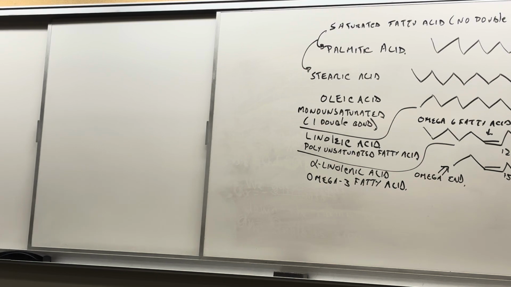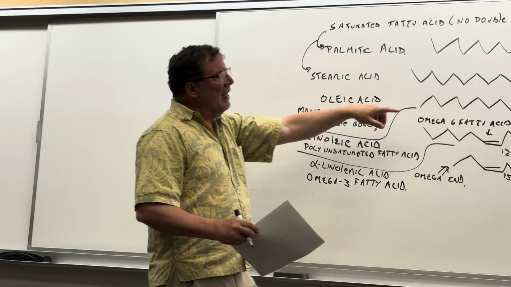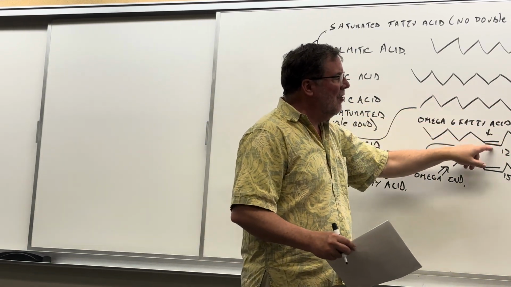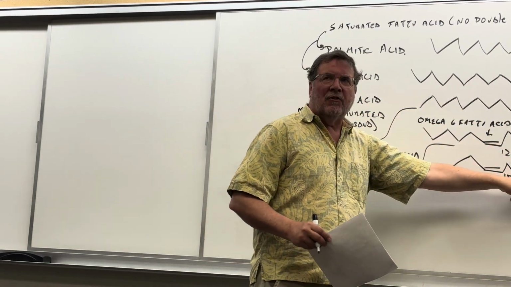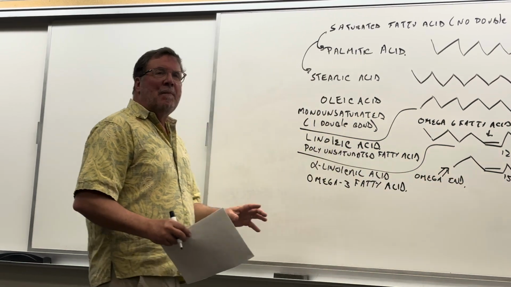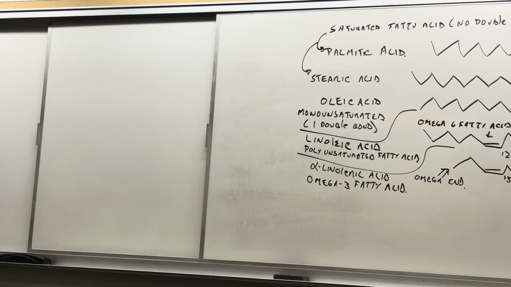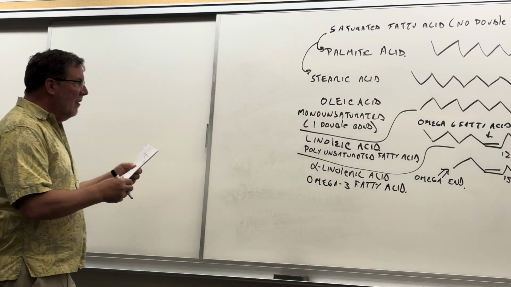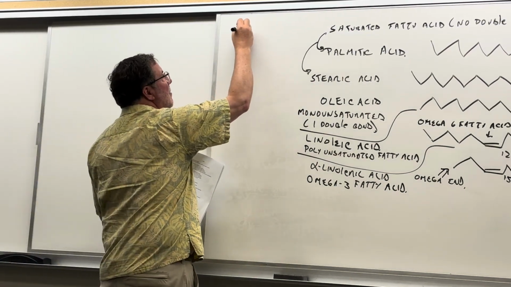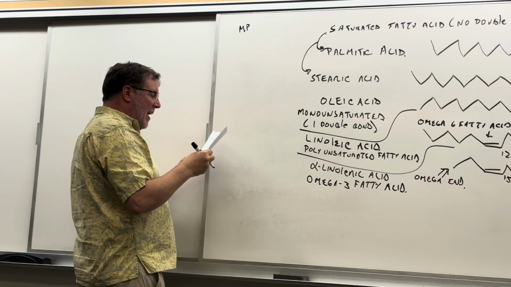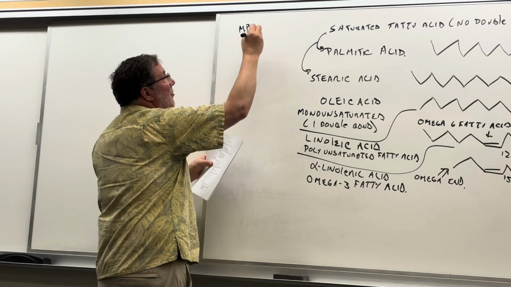Okay, so the other aspect, why I kind of left some space over here, is to talk about the influence of the presence of these double bonds on the physical characteristics of the fatty acid. So basically, the more double bonds you have in there, the lower the melting point, the more liquidy it's going to be. So if we look at the melting point, and this is in degrees Celsius.